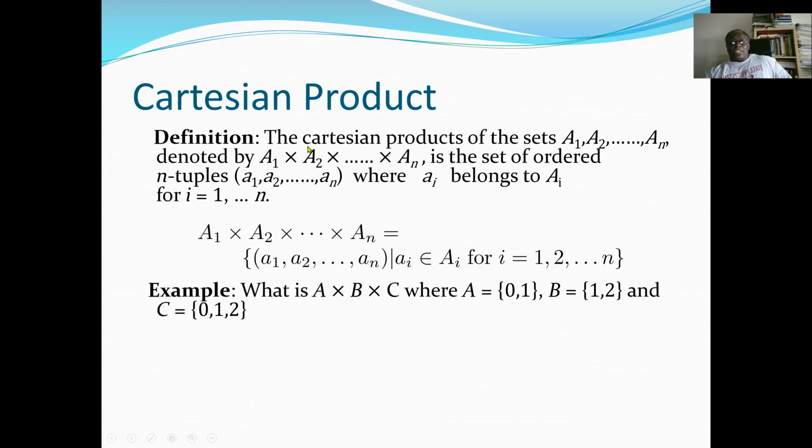So the definition again: the Cartesian product of sets A1, A2, up to An, denoted again by A1 times A2 all the way to An, is a subset of ordered n-tuples. And why do we say n-tuples? Because we go from A1 to An. It's (a1, a2, ..., an), where ai belongs to uppercase Ai for i equal to 1 to n.